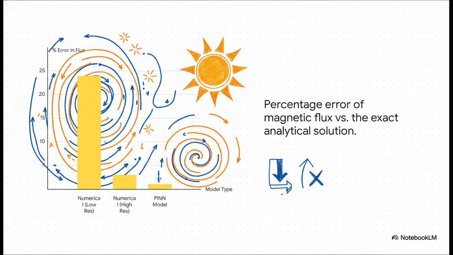And here's that same flux problem, but in stark numbers. A low-res traditional model lost a staggering 24% of the magnetic flux. 24%! Even the high-res version lost 3%. But the PINN model? It lost just over 1%. I mean, that is just a night-and-day improvement in holding on to the core physics of the system.